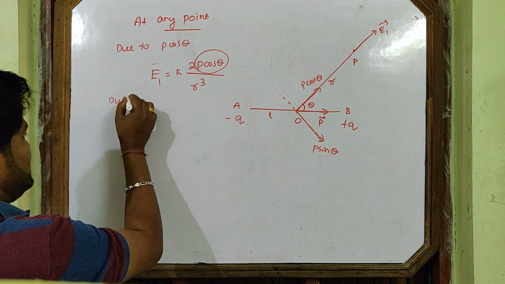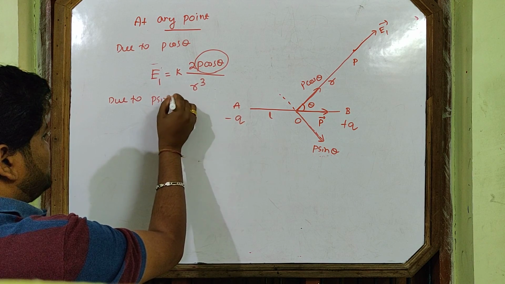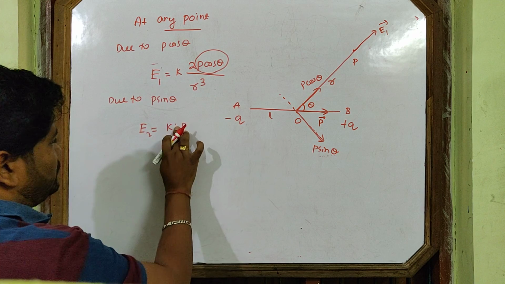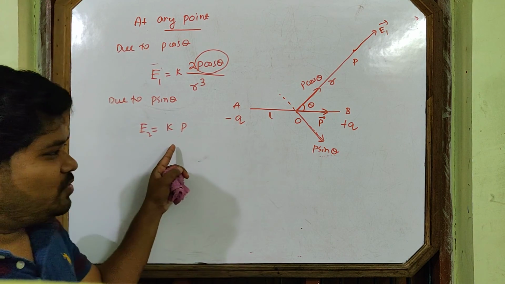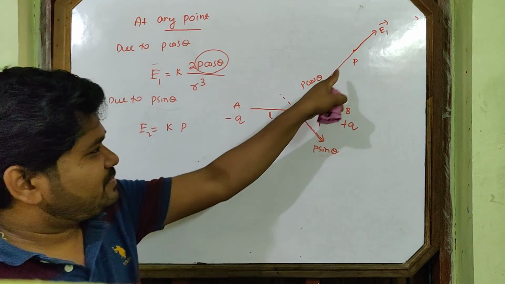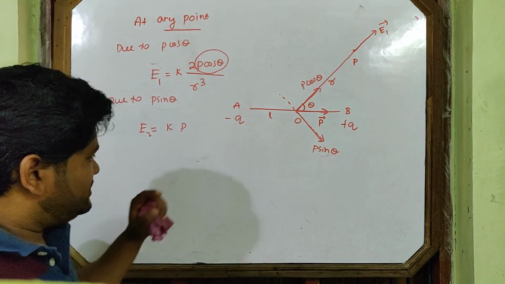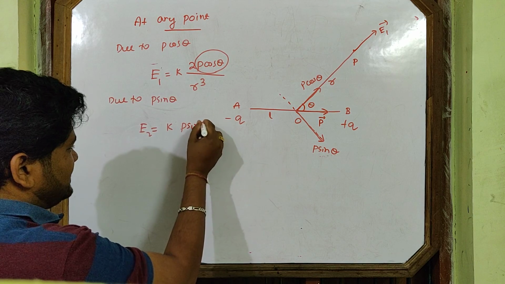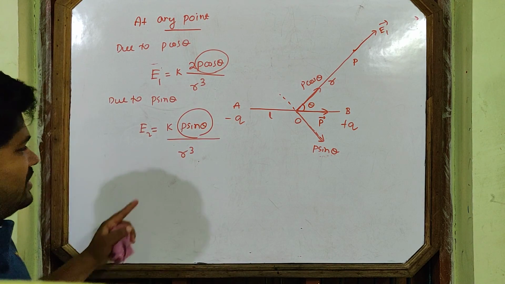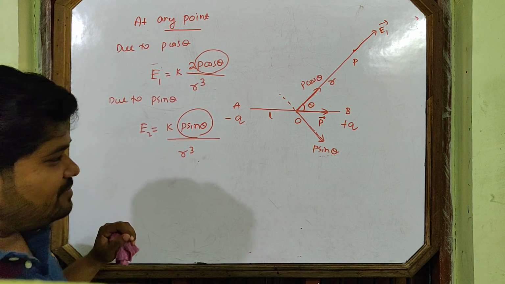Due to P sin theta, E2 is what? K, no 2 here. Why not 2? Because this is P sin theta. For P sin theta, this point is on the equatorial line. As equatorial line, only P sin theta is your dipole moment. So E2 is K P sin theta by r cube. But where is the direction of E2?